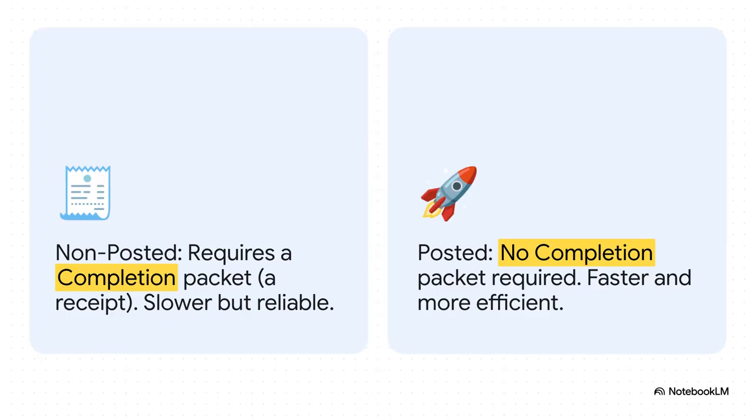Just think of non-posted transactions as certified mail. You send your package, and you absolutely need a signed receipt back to prove it was delivered. That receipt is called a completion packet. It's a bit slower because you have to wait for it, but you know for a fact it got there. Posted transactions, that's your bulk mail. You just stuff the flyers in the mailbox and trust they'll arrive. No receipt, no confirmation, you just fire and forget. You're trading that guarantee for pure, unadulterated speed.